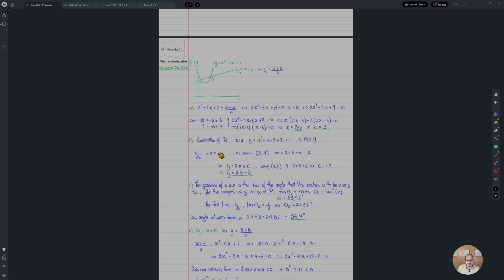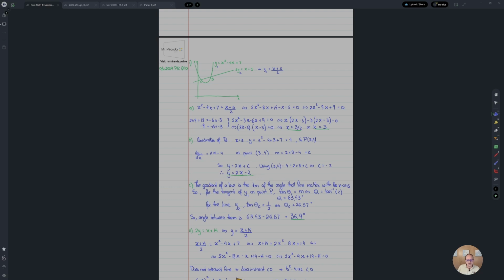And differentiate the quadratic to get the expression of all possible gradients. Now substitute x by 3. That's the point that you want to get the gradient of, and you have 2. To get the value of c, use (0, 34), and you get the value of c as -2. So here you have the equation of the tangent at point P.